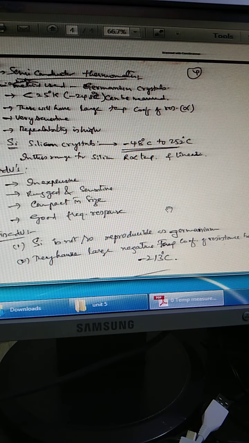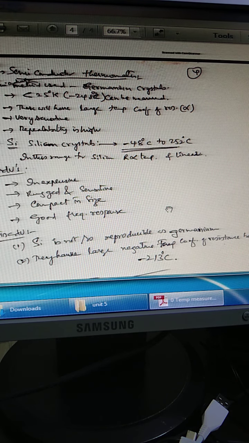So the remaining topics, thermistors and thermocouples, we have studied in the 4th unit.